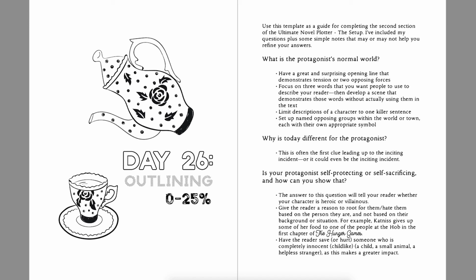So the beats are, basically, what is the protagonist's normal world? They have the normal world, and they have why today is different. In the Hunger Games example again, Katniss's normal world is that she's hunting with her friend Gale past the boundary lines of District 12. But today is different for the protagonist because it is reaping day. So this is a very typical setup.